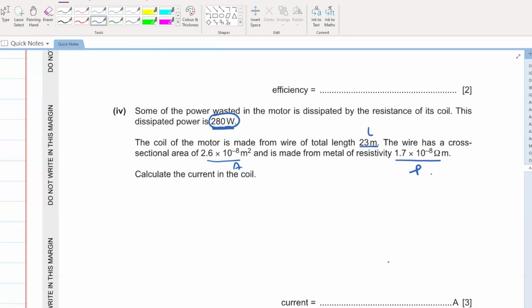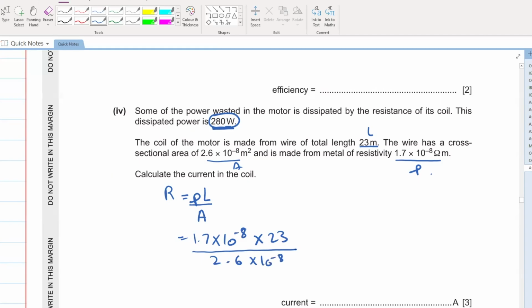First of all, what will we do? We can calculate the resistance. Resistance is equal to resistivity into length divided by area. What is the resistivity, bhai? 1.7 into 10 raised to the power of minus 8. What is the length? 23 meters. Divided by area, what is it, beta? 2.6 into 10 raised to the power of minus 8.